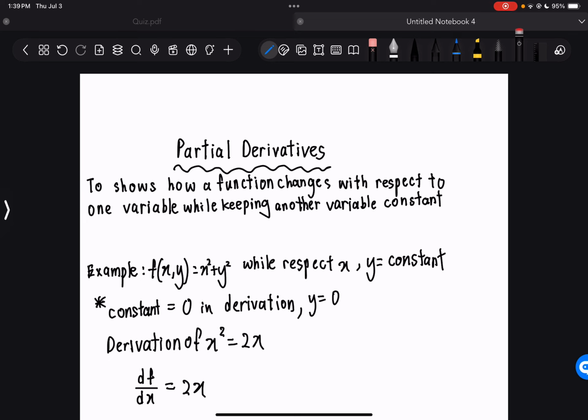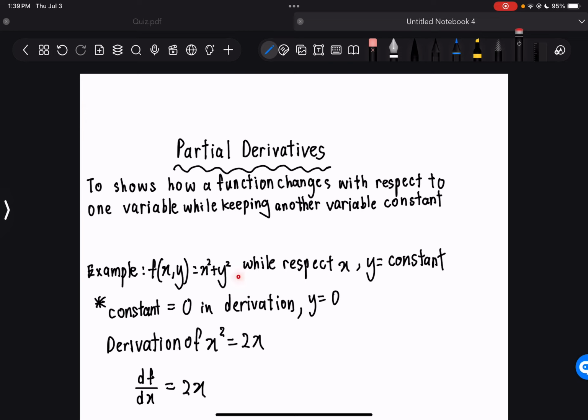So partial derivative basically is to show how a function changes with respect to one variable while keeping another variable constant. So let's look at the example. f(x,y) is equal to x squared plus y squared. From here we can notice that there are two variables, x and y, in the function.